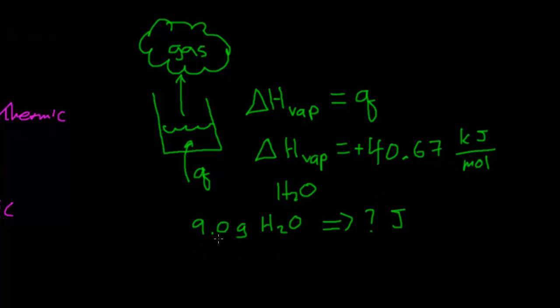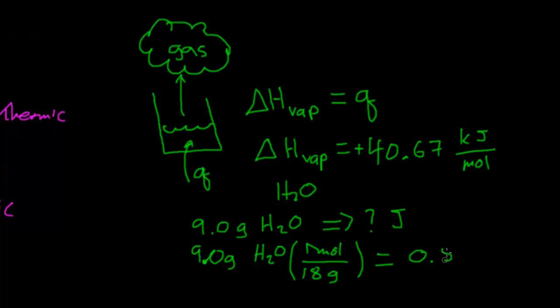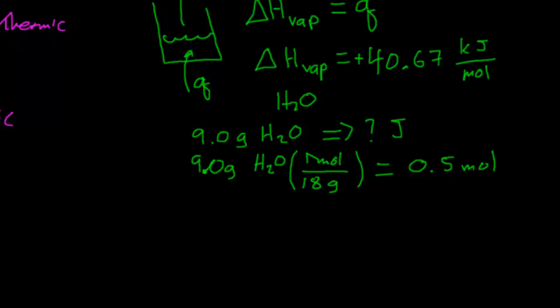So do I have a mole? No, I have 9 grams. How many moles is that? Well, we can do that conversion. We're going to say 9 grams of water. We know that there's 1 mole, and off the periodic table, we can add up 16 plus 2 hydrogens. That gives us 18 grams of water. And so that works out to be about half a mole. If it takes 40.67 kilojoules to vaporize 1 mole, and we only have half a mole, it's going to take less energy. And we can calculate how much less.